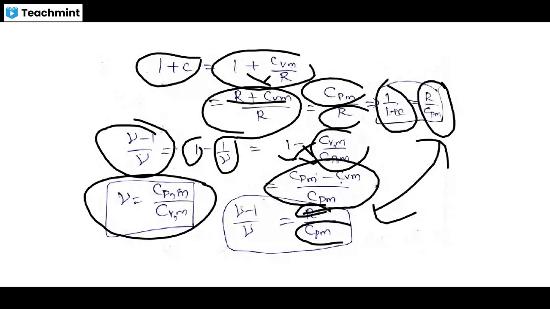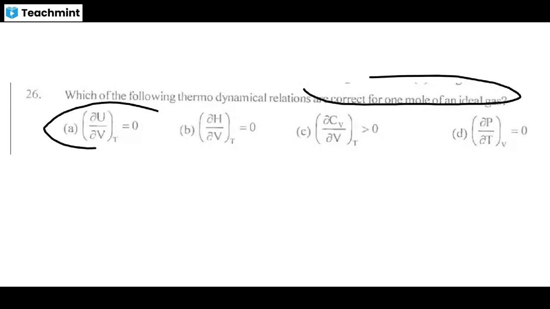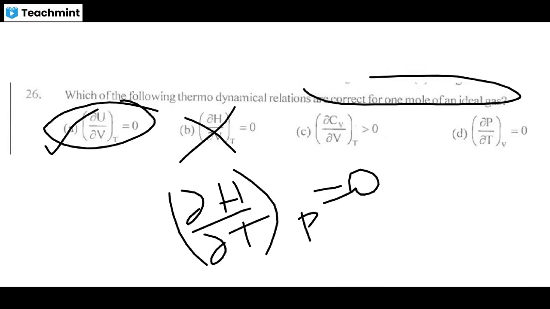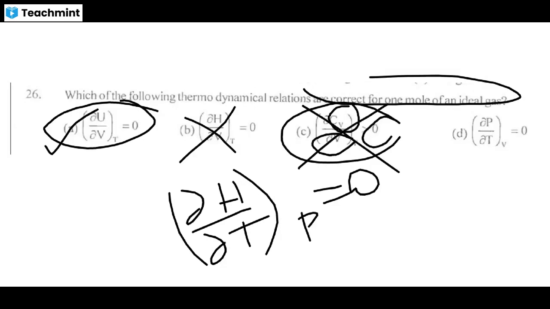Which of the following thermodynamic relations is correct for 1 mole of an ideal gas? The internal energy does not change when volume changes, correct. But enthalpy, this is wrong. Enthalpy is defined as delta H by delta T at constant P, so that is not zero. The enthalpy changes when volume changes. Cv is a constant volume process. If you differentiate with respect to constant volume, you get zero, not greater than zero. So this is wrong. And when you increase or decrease the temperature, the pressure should vary, not be zero. So this is also wrong.